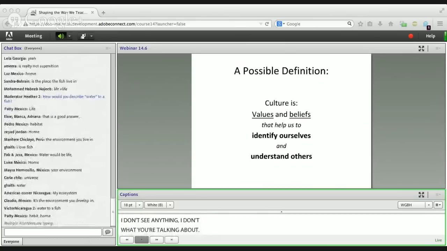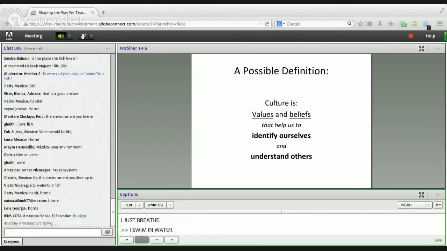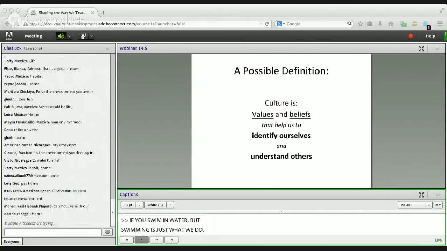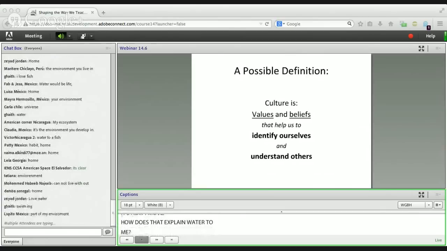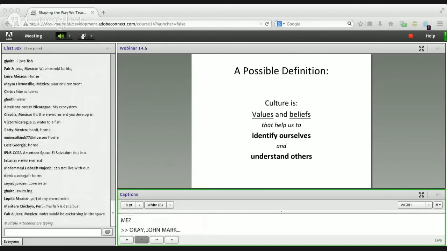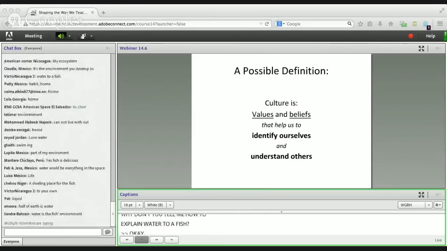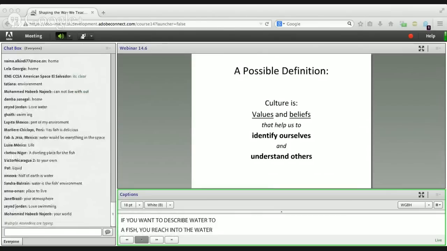Have you ever seen me swimming? We swim in water, but swimming is just what we do. It's just how I move. How does that explain water to me? Okay, John Mark, why don't you tell me how to explain water to a fish? Okay, so here's what you do. If you want to describe water to a fish, you reach into the water, you pull the fish out of the water, and you say, hey fish, look, that's water.